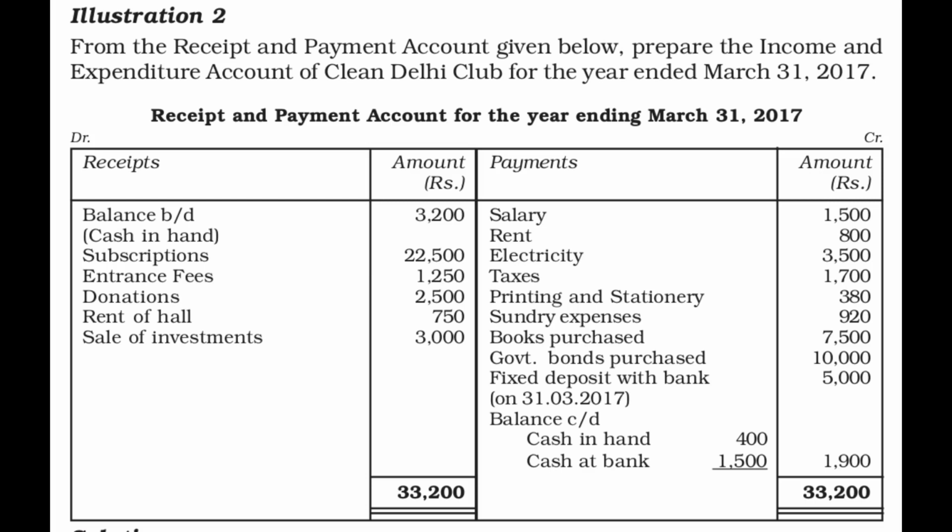Fixed deposit is also an investment, an asset, not a revenue item, so not taken in the income and expenditure account. ഫിക്സ്ഡ് ഡെപ്പോസിറ്റ് ആയിട്ടുള്ള പണം ഒരു ഇൻവെസ്റ്റ്മെന്റ് ആണ്, ഒരു അസറ്റ് ആണ്, ഒരു ക്യാപിറ്റൽ ഐറ്റം ആണ്, റവന്യൂ ഐറ്റം അല്ല, അതുകൊണ്ട് അതും ഇൻകം ആൻഡ് എക്സ്പെൻഡിച്ചർ അക്കൗണ്ടിൽ എടുക്കില്ല. The last item it is balance carried down, cash in hand, cash to bank. Already told that the opening and closing balances are not taken in the income and expenditure account.